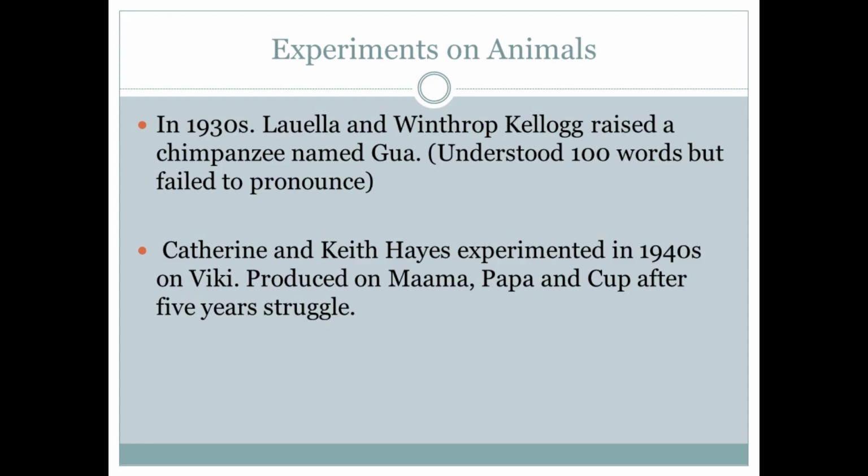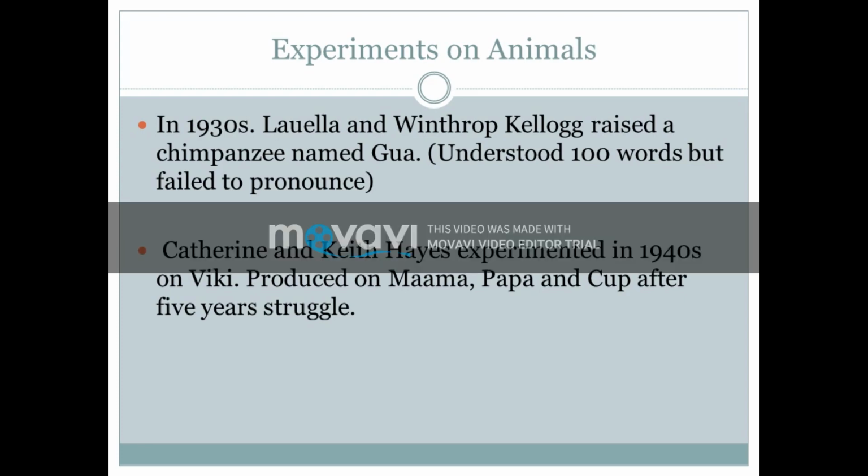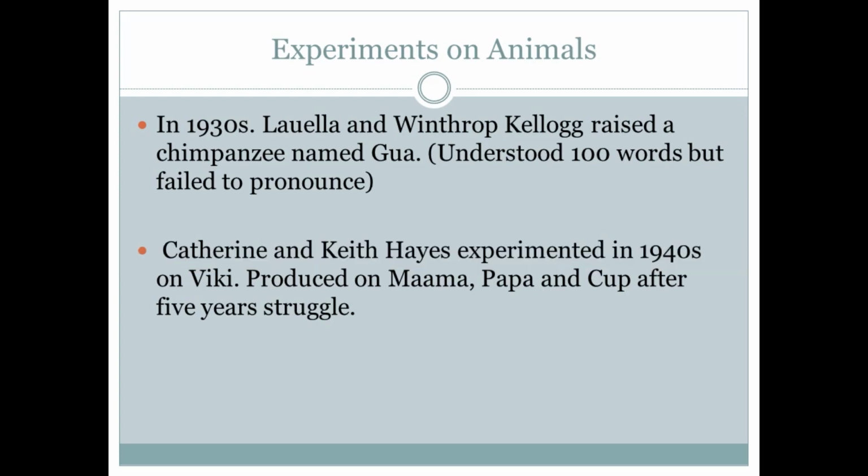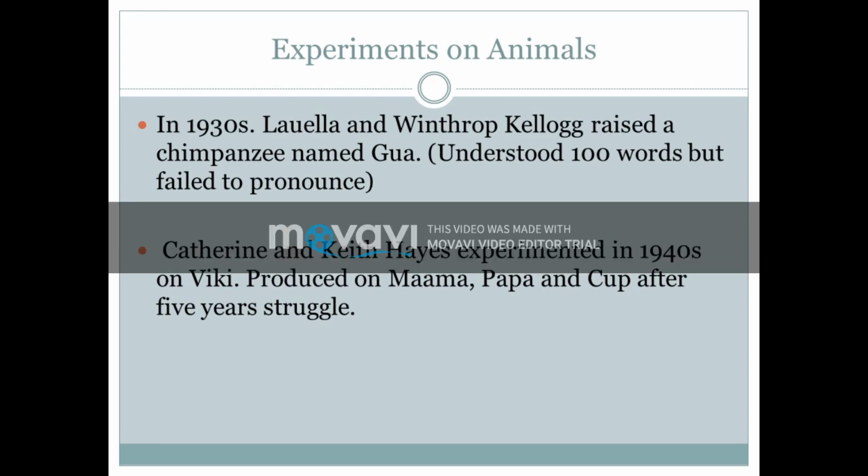That is very interesting again, like Luella and Winthrop Kellogg, they conducted an experiment in the 1930s. This experiment was on a chimpanzee. They named a small chimpanzee, as it was born into their home, and they started teaching it. The name given to it was Gua. So the chimpanzee understood more than 100 words spoken.